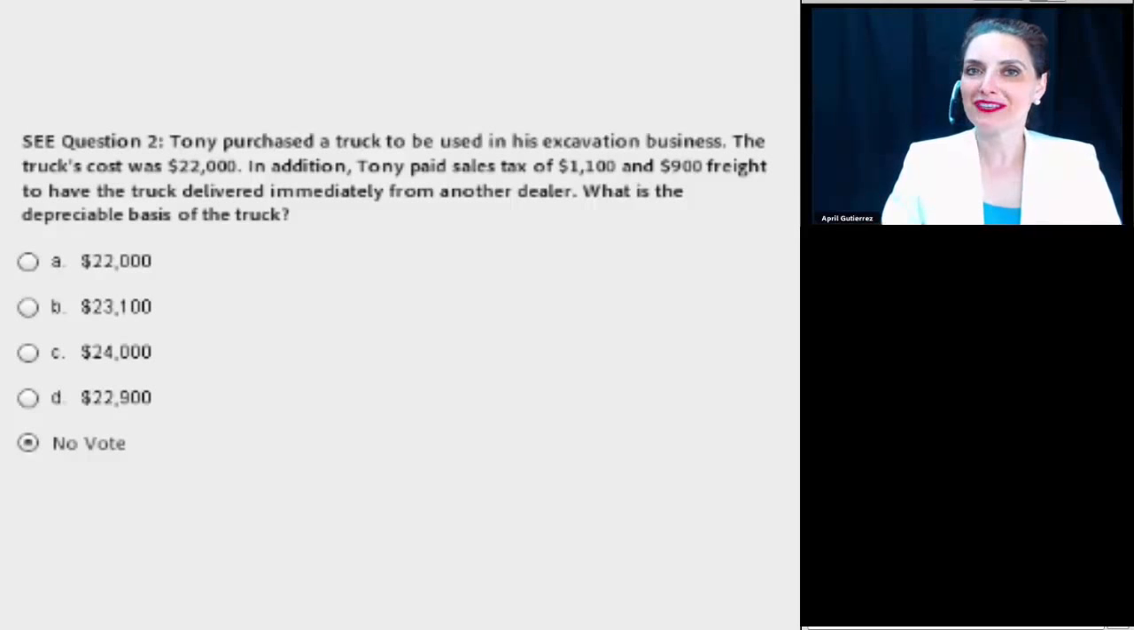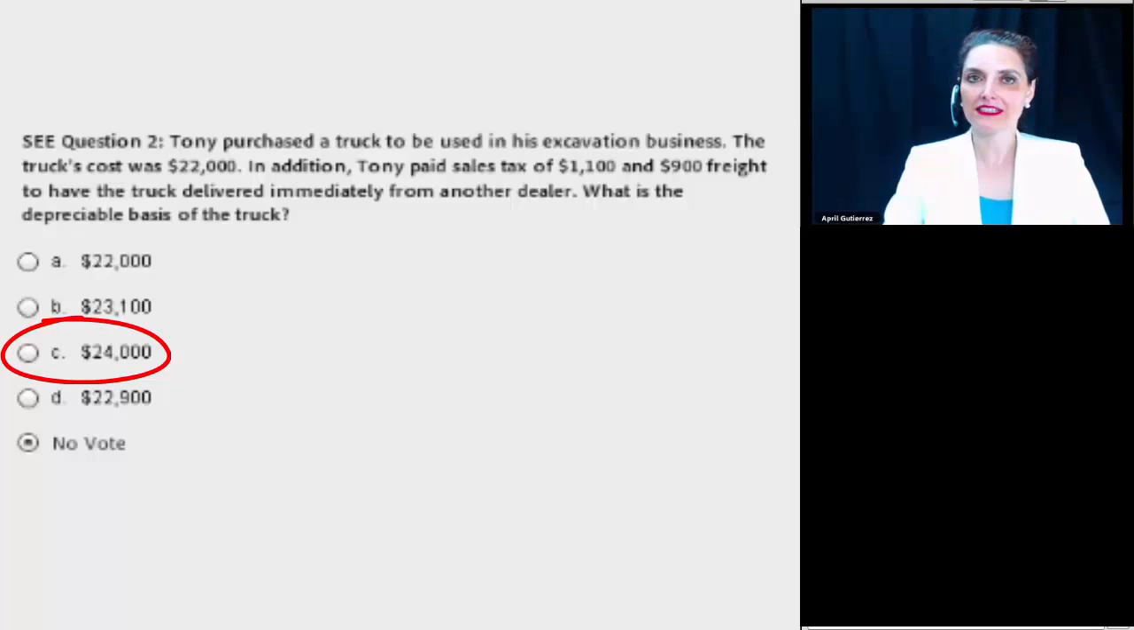And most of you did get this answer correct. The correct answer is C, $24,000. Let's see why. Tony purchased a truck to be used in his excavation business. The truck's cost was $22,000, and in addition, Tony paid sales tax of $1,100 and $900 in freight to have the truck delivered immediately from another dealer. What is the depreciable basis of the truck?